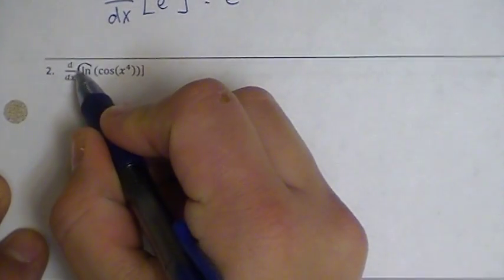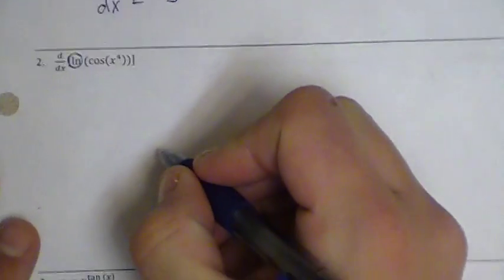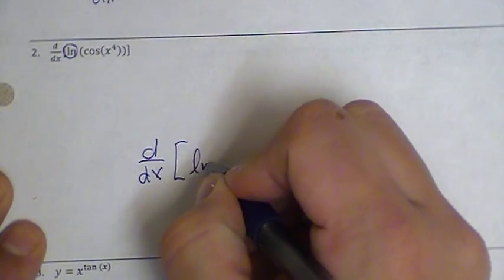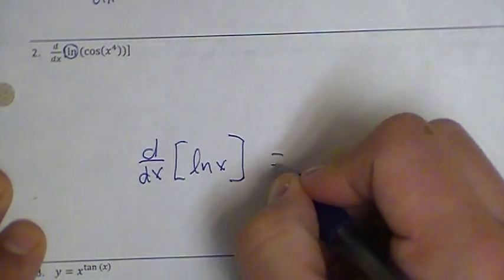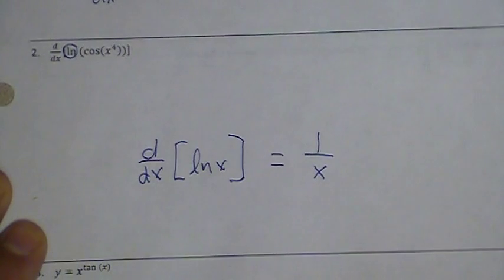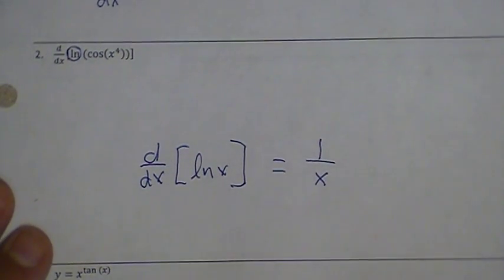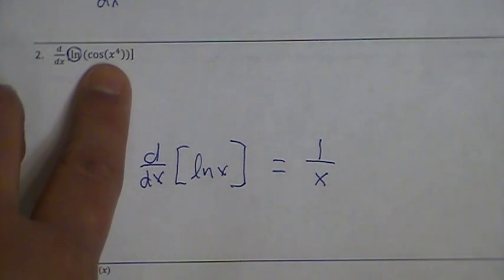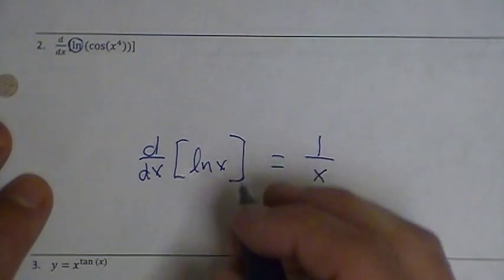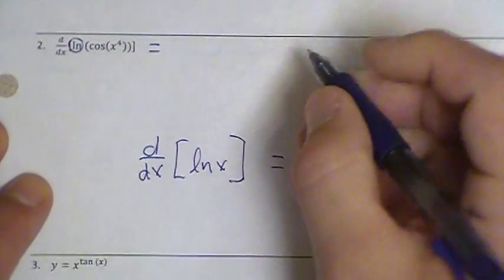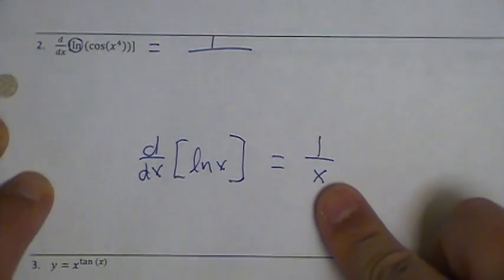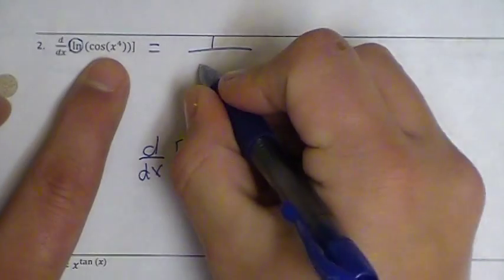I have this outer function, natural log, and the derivative of natural log, from a formula that we looked at last week, is that the derivative of natural log of x is 1 over x. I can't use this formula directly because I don't have an x within the natural log. I have this big inner function. So I'm going to have to use the chain rule in conjunction with this. This derivative is going to end up being equal to 1 over, not x, but the inner function, cosine of x to the 4th.